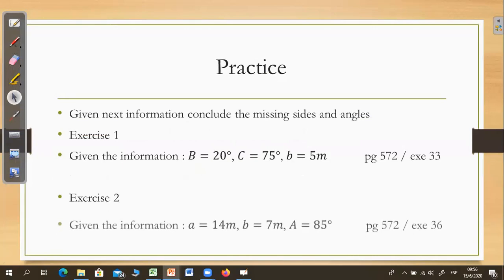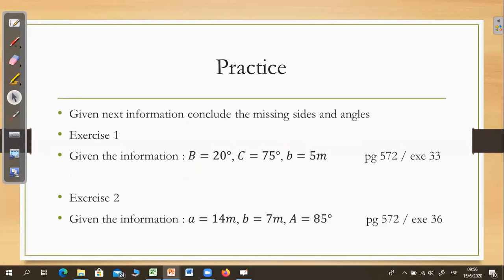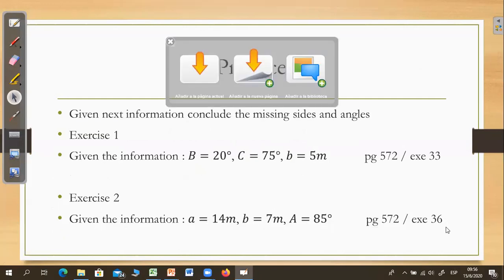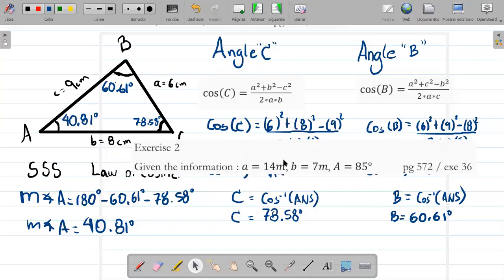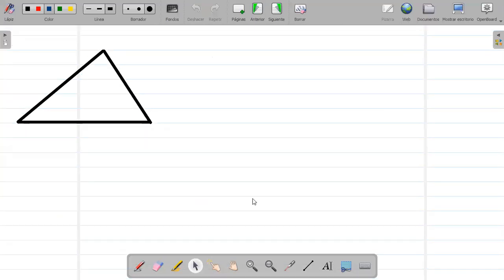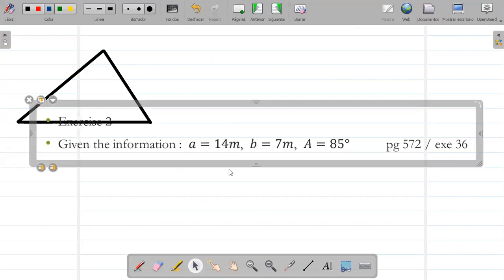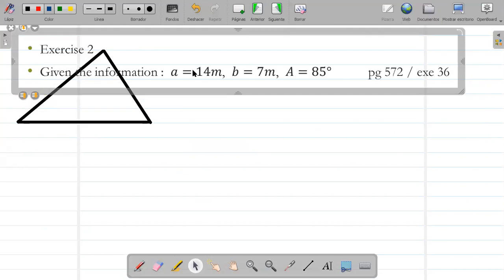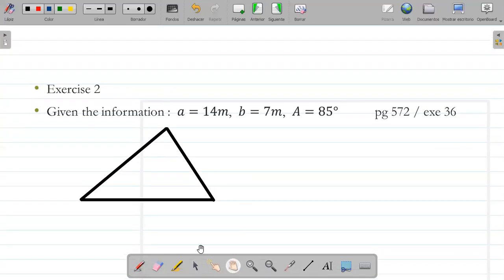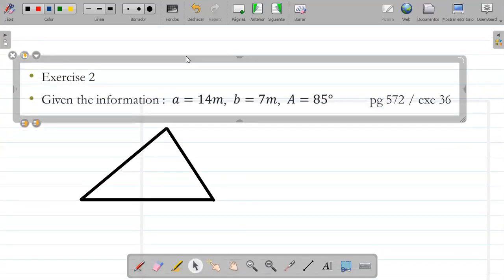And we are going to concentrate, as always, and fit the information in the triangle, and then with that information, conclude the missing information we have. I did this with other classmates of yours. So I have this information, as you can see, for exercise 36 of that page. Of course, we want to fit that information in this triangle.